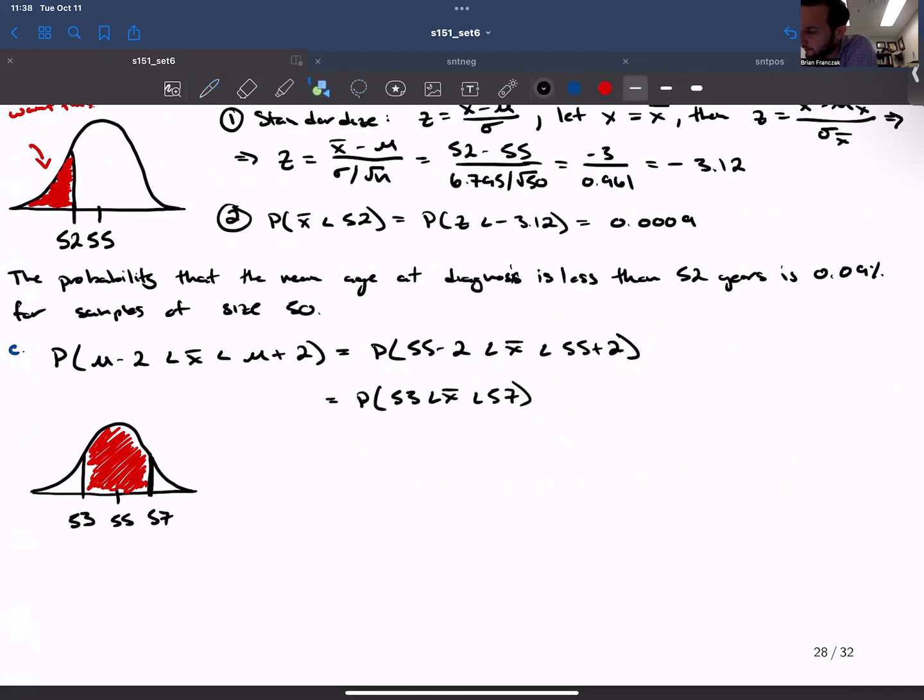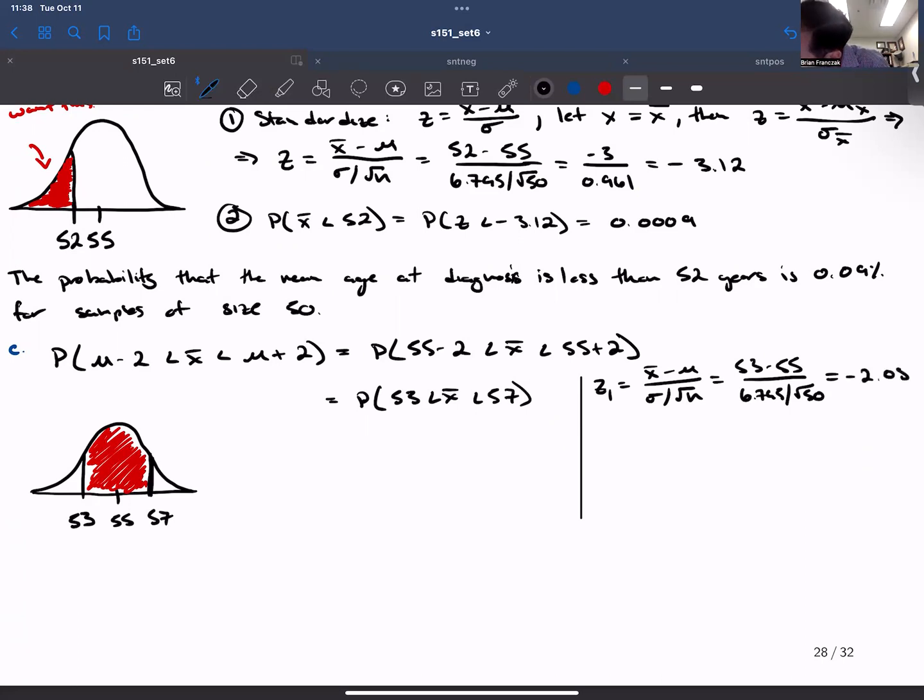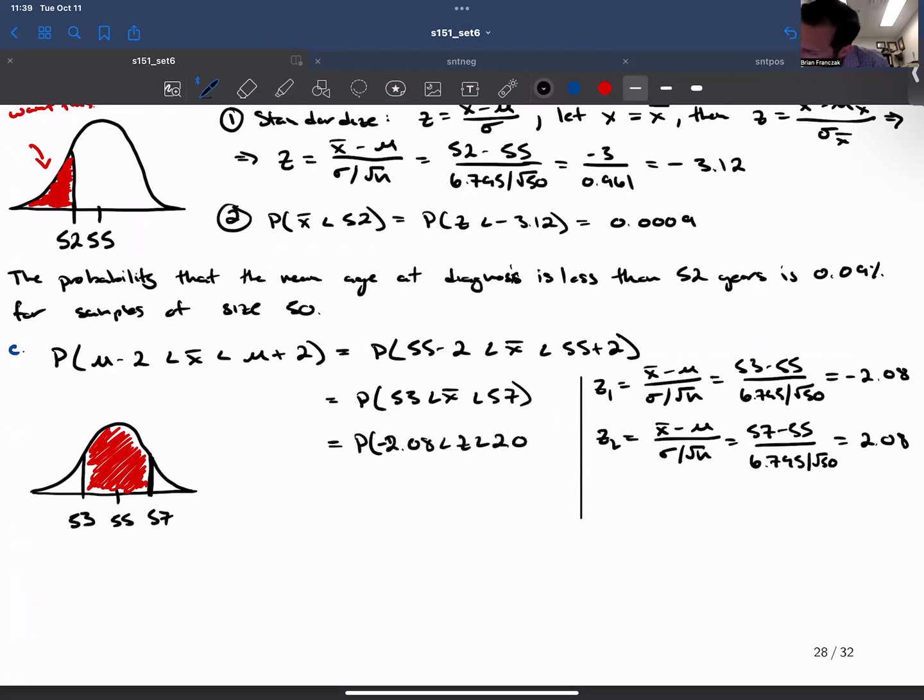Okay, so for this problem, we just have to standardize our two limits. Z1 is X bar minus mu over sigma divided by the square root of n. So this is 53 minus 55 over 6.795 divided by the square root of 50, which is negative 2.08. Then Z2 is 57 minus 55 over 6.795 divided by the square root of 50, which is 2.08. So this becomes the probability negative 2.08 is less than Z is less than 2.08, which is the probability Z less than 2.08 minus the probability Z less than negative 2.08.